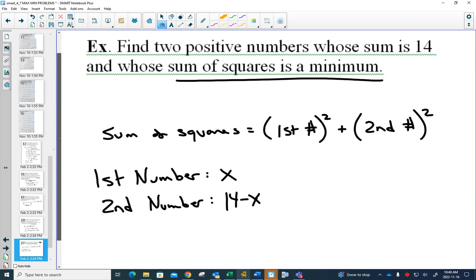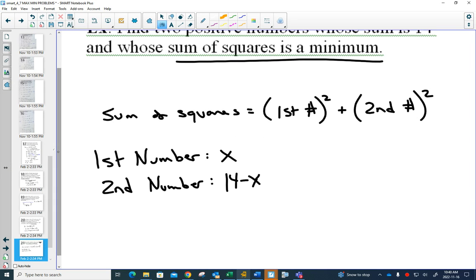So then we can change our written thing out. First number is x squared plus second number is 14 minus x squared. You're going to have to multiply this out, combine your like terms, and then find the vertex. So I'm going to leave those for you.